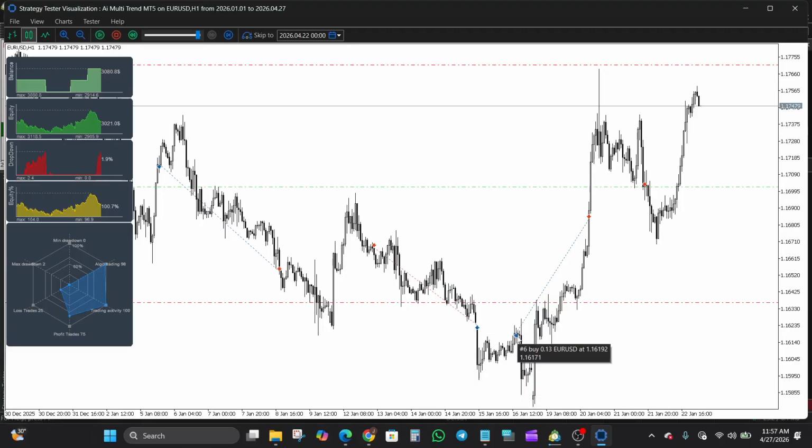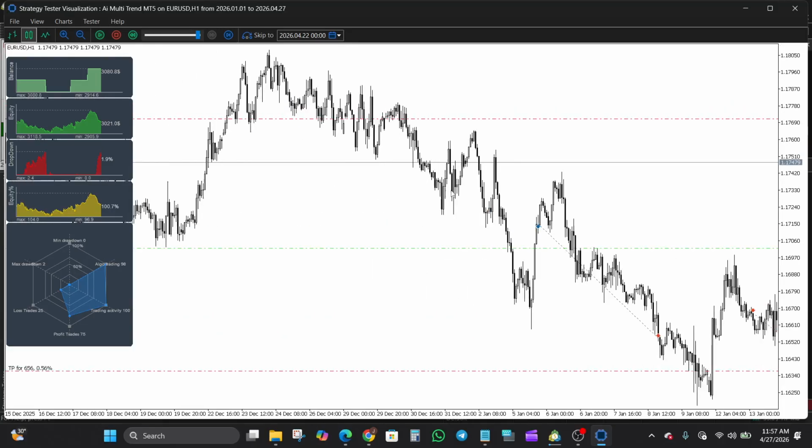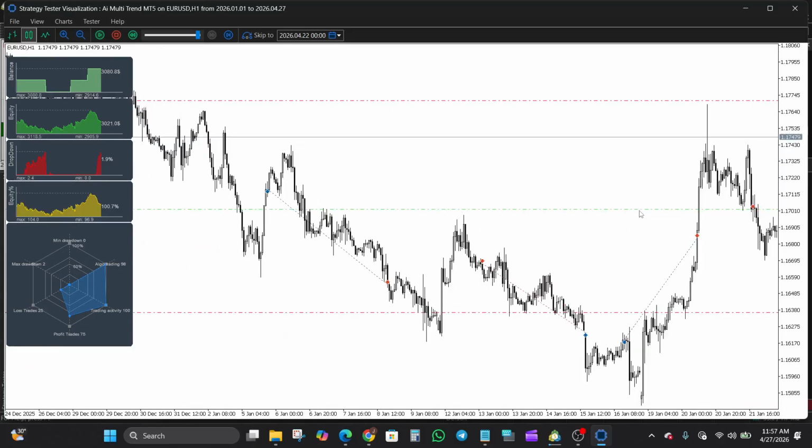And then we can see that once the trend started reversing, we had a buy trade here and an exit of that buy trade around this point. All right. And now we can see a sell trade being executed here. And we can also see that the EA has already set defined stop loss and take profit levels.